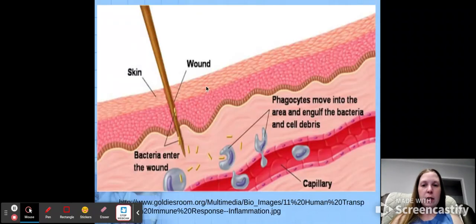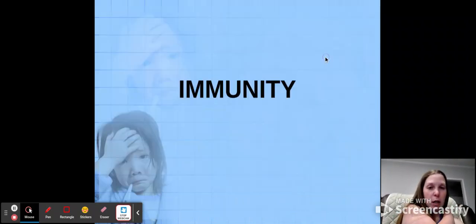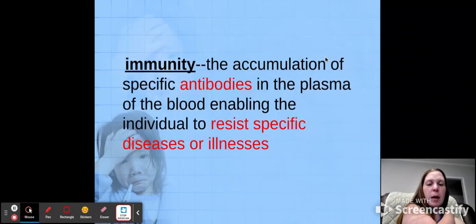So here you can see we've got a wound, a bacteria is entering the wound, it looks like a splinter, and then you've got the phagocytes that will move in and engulf those bacteria from the wound to keep it from infecting the body. So now let's talk about immunity.